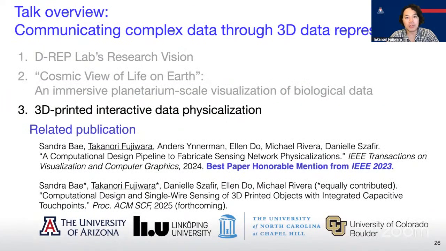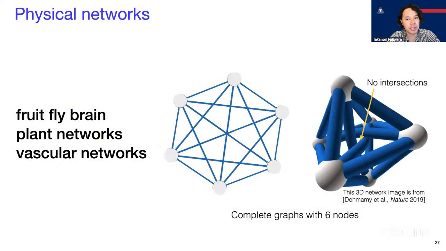Okay, now my talk shifts towards 3D printed interactive data physicalization, which is related to these two recent publications where I collaborated with human-computer interaction and visualization researchers at Linköping University, UNC Chapel Hill, and CU Boulder. So in the first publication, we focused on physical networks, where nodes may have fixed positions and links may have particular thickness and so on. So these attributes convey semantics of physical systems in the real world, like fruit fly brains, plant networks, and vascular networks.